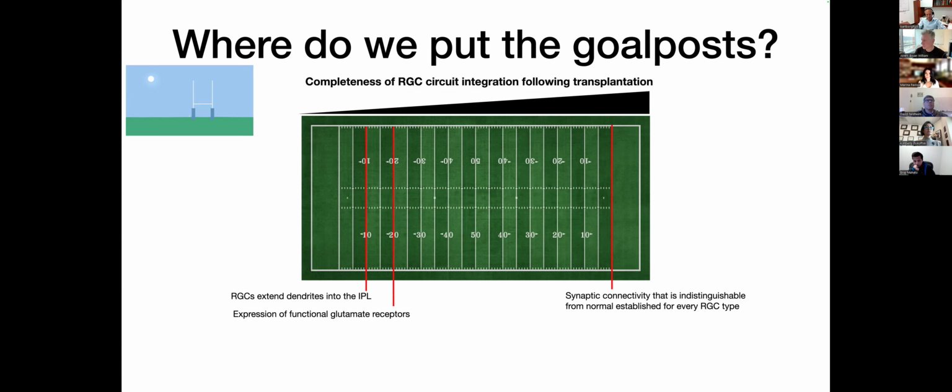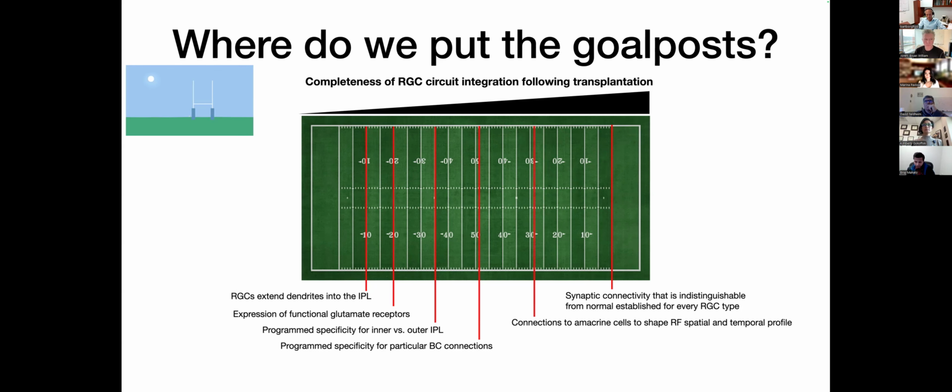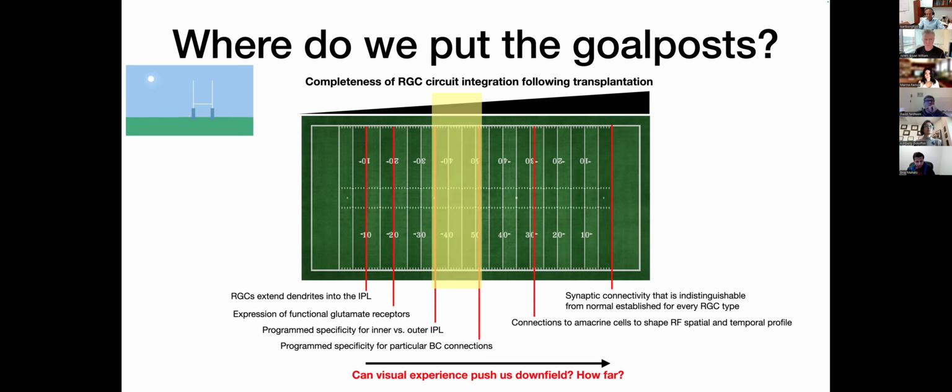I'm going to list a few that I've thought of, but I'm sure this is not a complete list. Expression of functional glutamate receptors, program specificity for the inner versus the outer IPL, program specificity for particular bipolar connections, also to glial cells, connections to different amacrine cells that shape receptive field properties and temporal profiles. And then part of the question is, can visual experience push us downfield onto these goalposts, and how far? And there's a whole bunch of other things I could list as well.